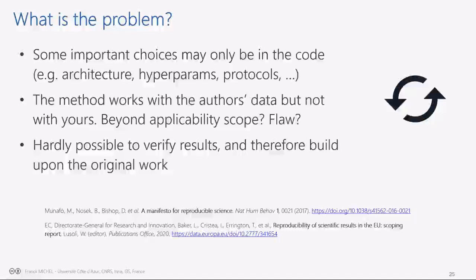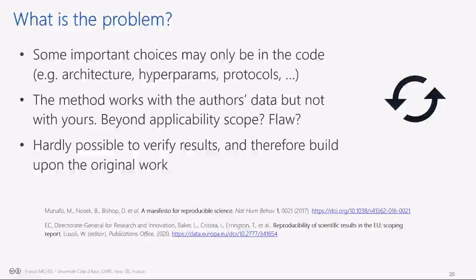So what does it mean? What should you conclude? Is it a flaw? Is it because the authors made a mistake? Or is it because maybe they forgot to say, oh, by the way, our method works in this very specific scope, and you are outside of the scope, but you don't know it because they didn't say it. So there are lots of things that you don't know just by reading the article. And for this, you need the data and the code. If you don't have all of these details, it's hardly possible, again, to verify the results, to reproduce them, and therefore to build upon the work of these papers.